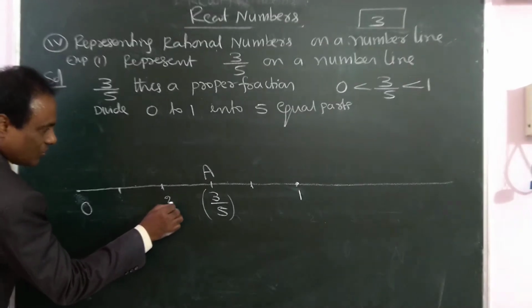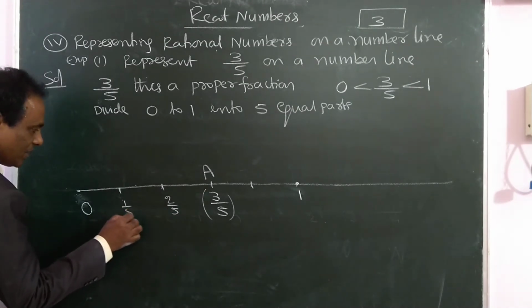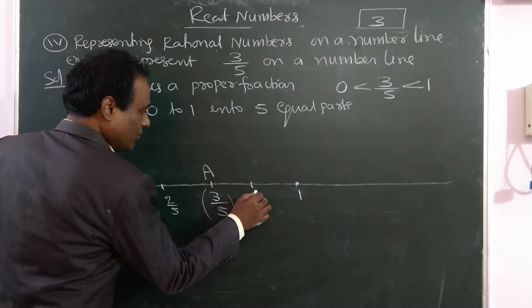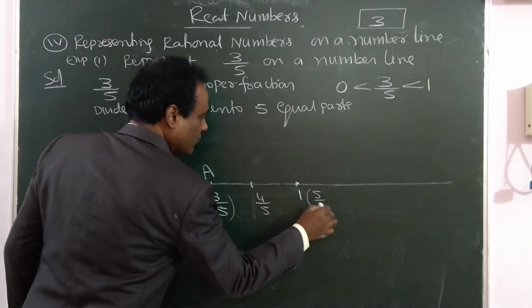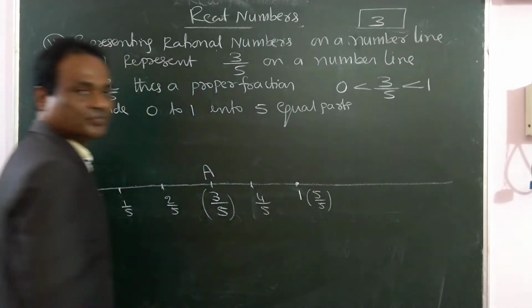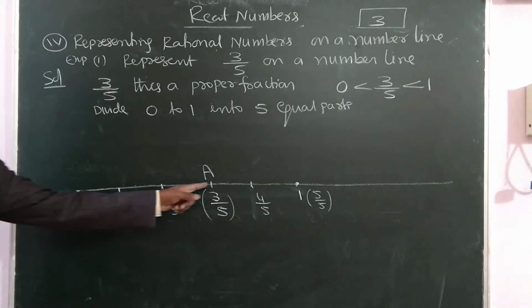This is the second part, 2 by 5. This will be 1 by 5. This will be 4 by 5. This will be 5 by 5. What is 5 by 5? It cancels to 1. So our answer is here, 3 by 5.